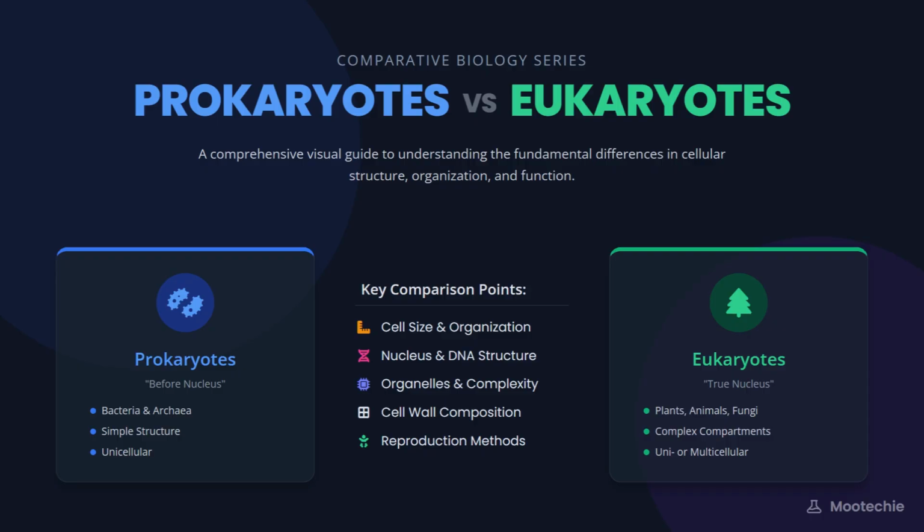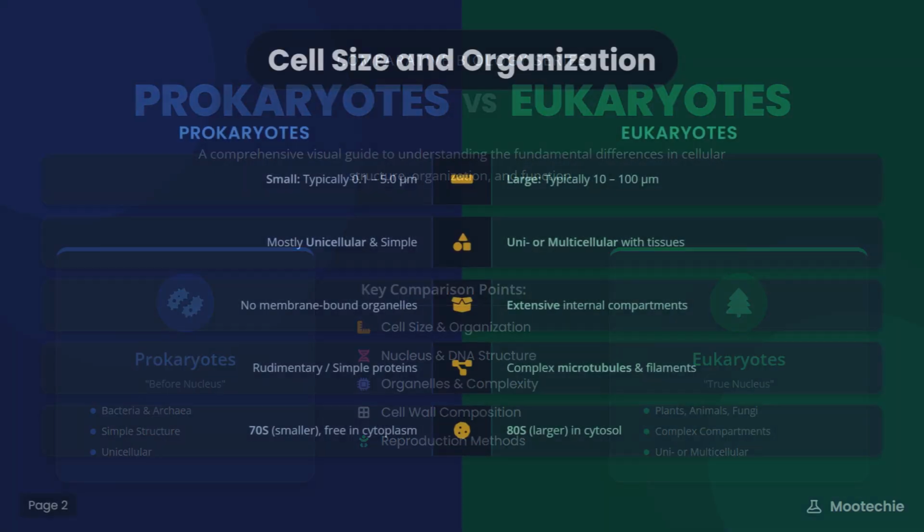In this series, we will break down the key comparison points: cell size and organization, the nucleus and DNA structure, organelles and complexity, cell wall composition, and finally, reproduction methods. Let's dive into our first comparison point: cell size and organization.